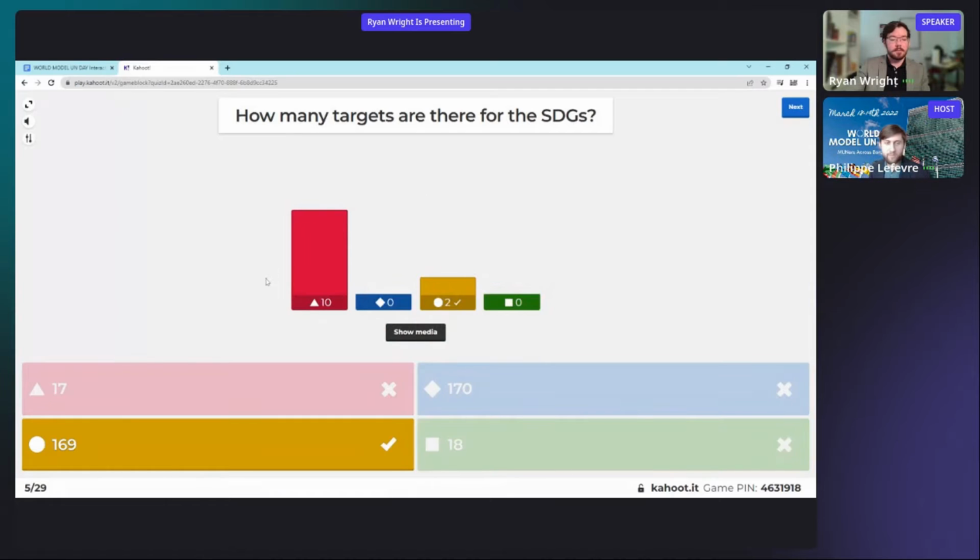And the correct answer, of course, is 169. And these are the targets that we're trying to reach, things like zero hunger, zero poverty. Dare you, Ryan? Oh my God, how dare you? Yeah, it's all of the sub points, isn't it? It's not like the main 17. Yes, it is not the main 17 goals, right? So there are 17 goals, but the targets are underneath the goals, and they're supposed to help us reach those goals. I hate you, Ryan.